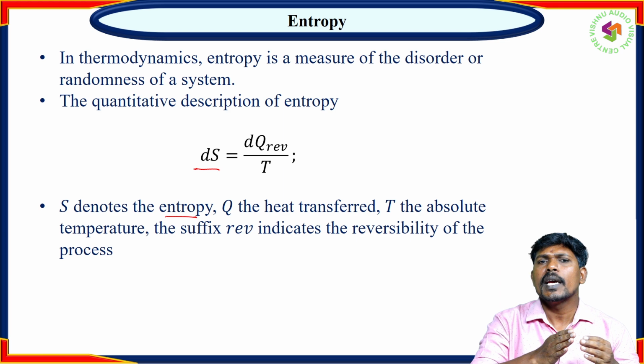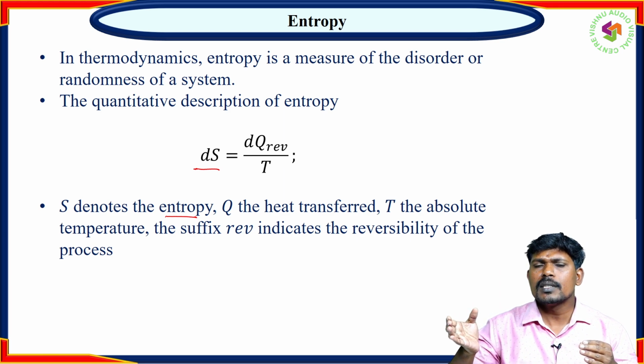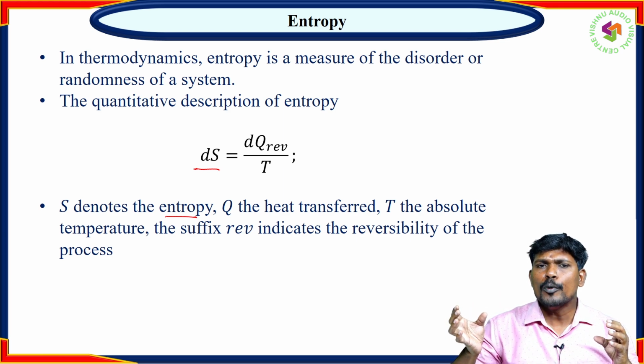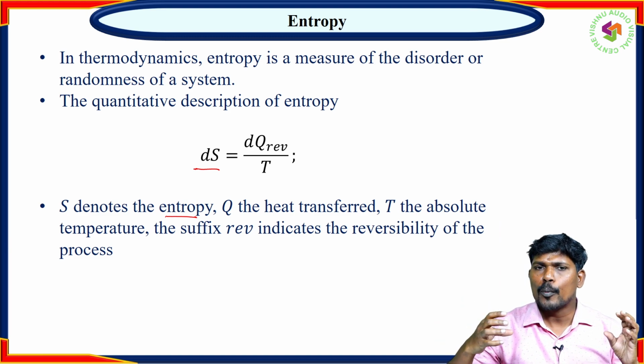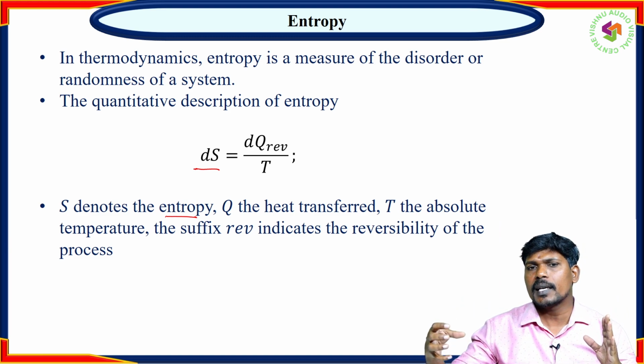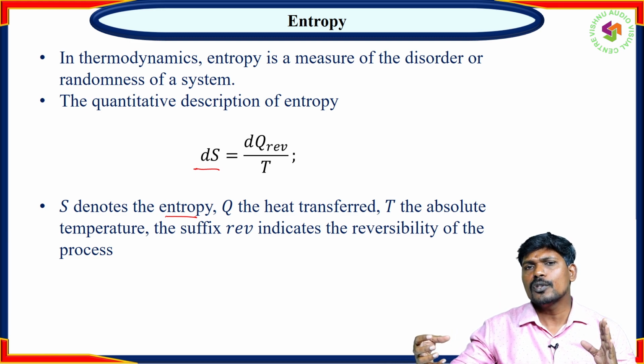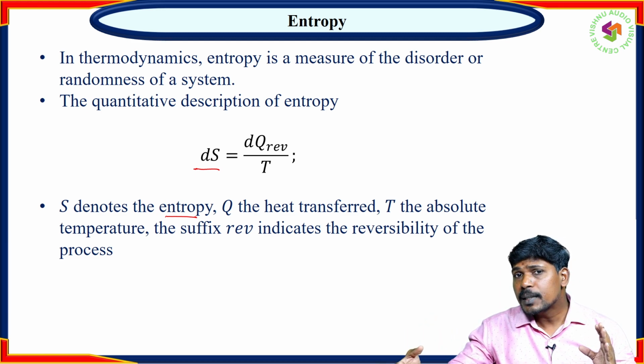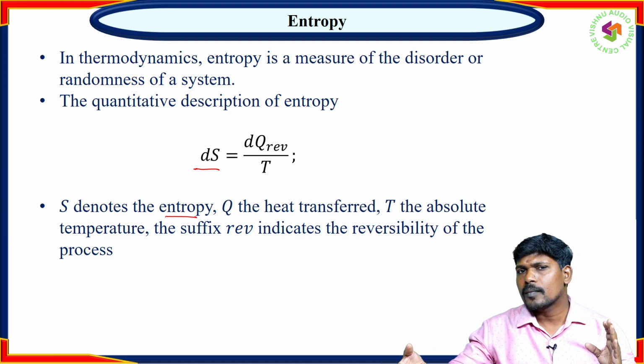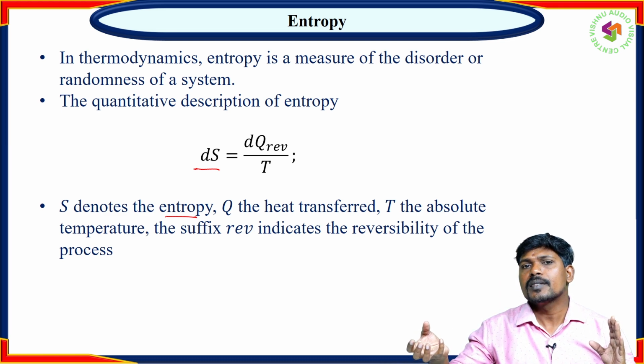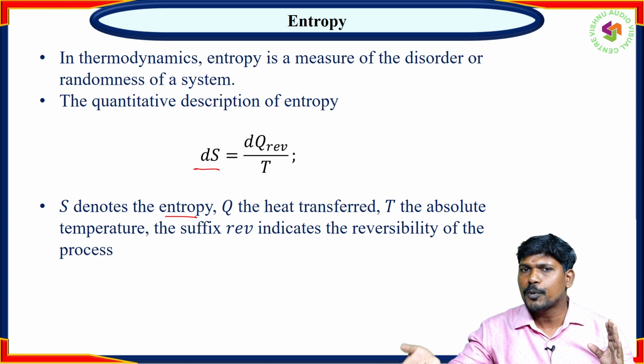For example, from A to B. In other words, the probability of A to B occurring is very high. In other words, the randomness is very high. In other words, the entropy is very high. The processes which have high entropy are spontaneous processes.